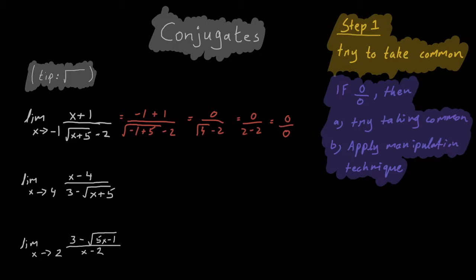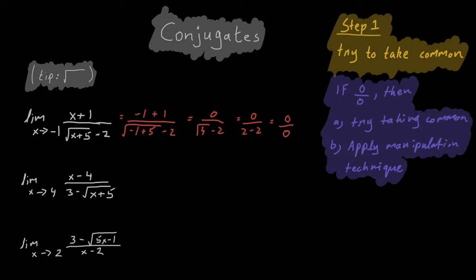Try taking something common. We can see we cannot take anything common from either the numerator or the denominator. So let's try putting the manipulation technique. We can see that there is an under root in the denominator, so we will take a conjugate of that and multiply it with numerator and the denominator.